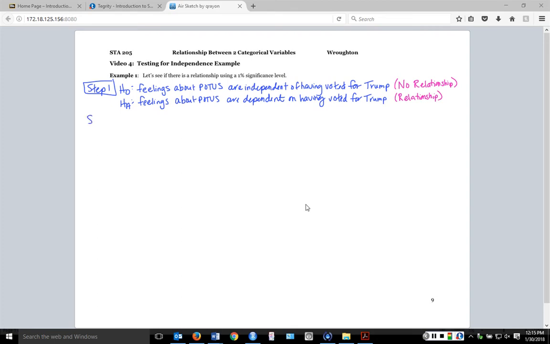Alright, our second step is always that decision rule. So we're always going to reject the null hypothesis and believe the alternative hypothesis when our p-value is less than alpha. And our significance level given to us in the problem up there says 1%. So we're going to use that as our alpha of 0.01.